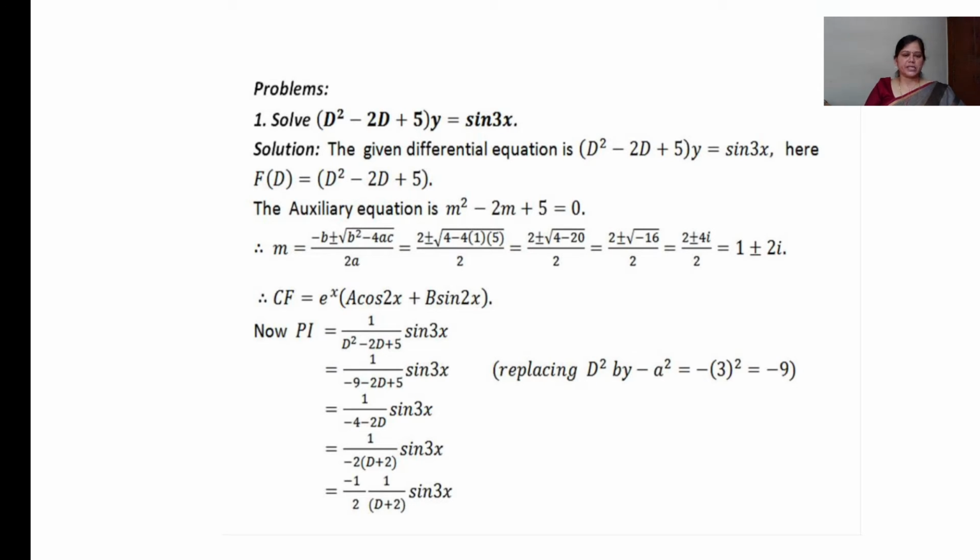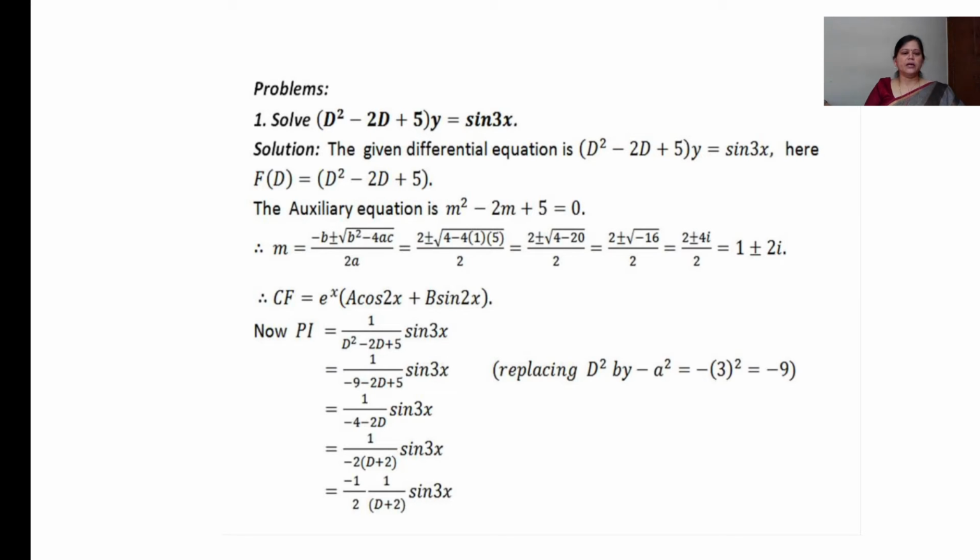So now PI is equal to, what is our formula? 1 by f of D into sin ax. Here what is f of D? D square minus 2D plus 5. So f of x is sin 3x. So we are substituting in the formula. We will get PI is equal to 1 over D square minus 2D plus 5 into sin 3x.